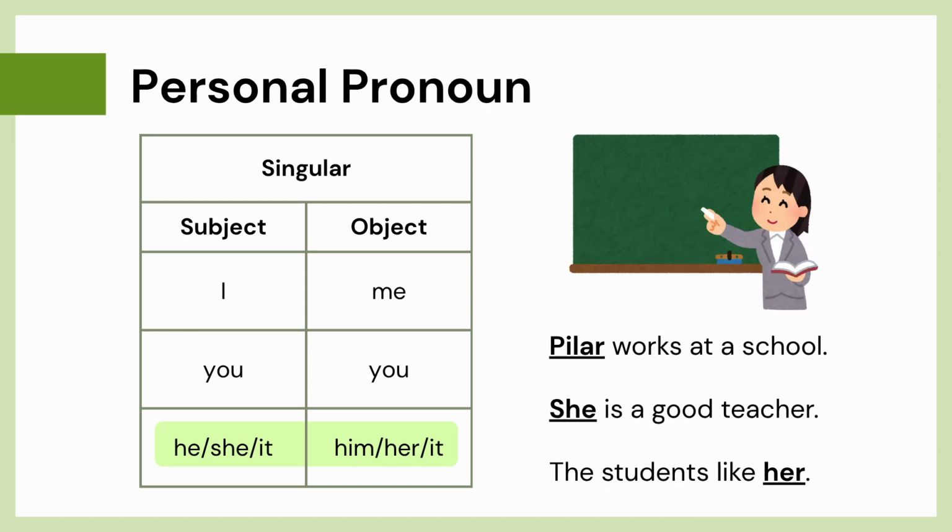For feminine pronouns, we use she for the subject and her for the object. Subject, Pilar works at a school. She works at a school. She is a good teacher. The object would be the students like her.